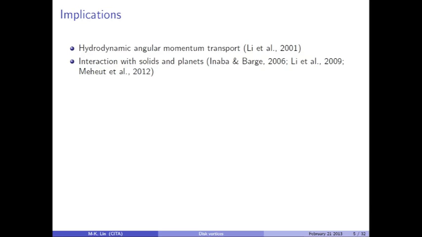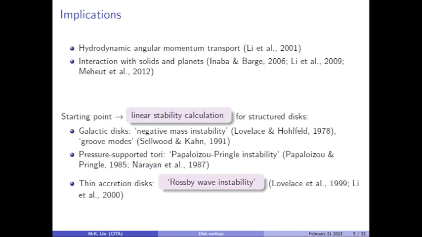So these vortices tend to concentrate dust particles at their centers. So that might help planetesimal formation. But the vortex formation mechanism I'm talking about here is through a linear instability. So before talking about these effects, we should start by an understanding of the linear stability of structured disks.